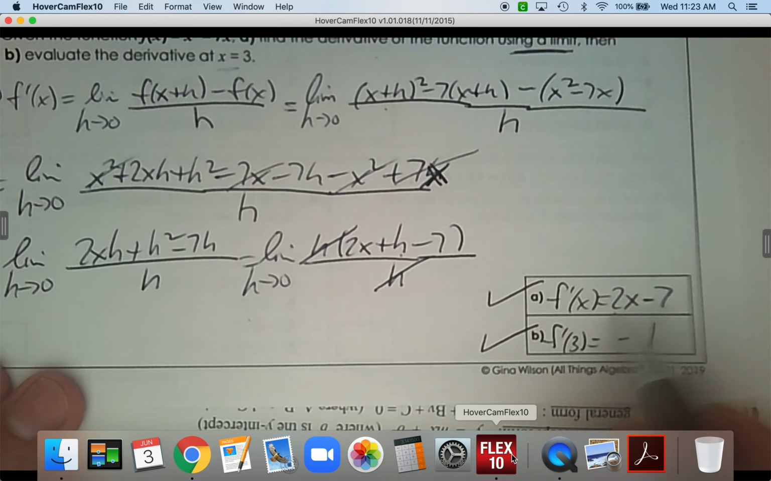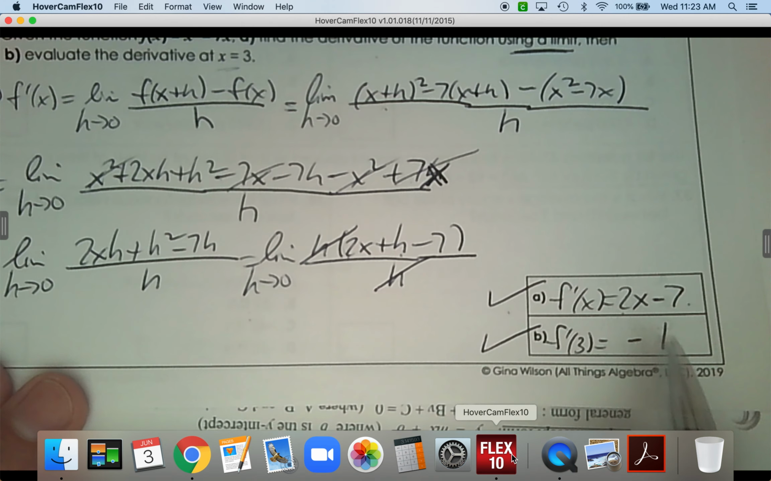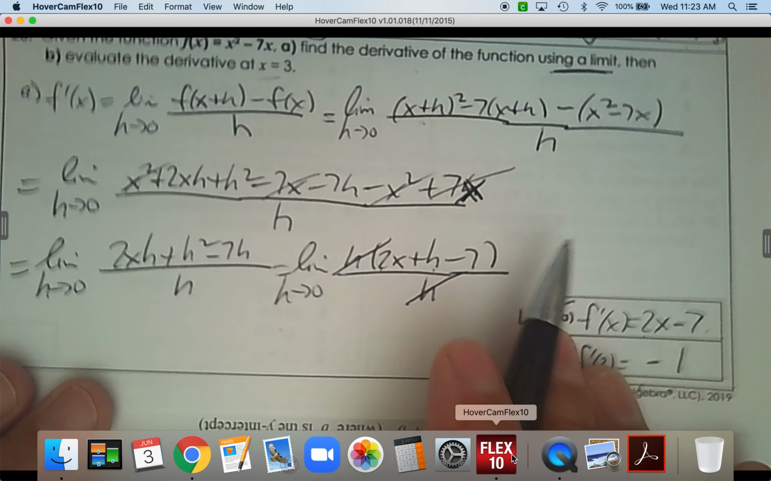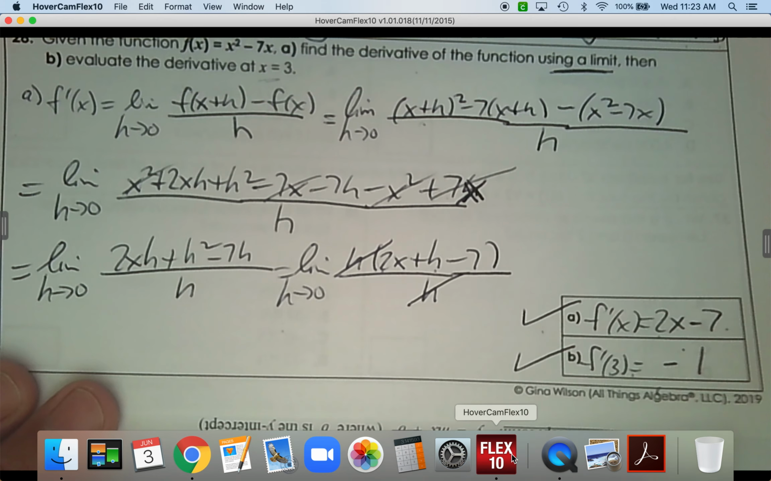So you get 2x subtract 7. If you didn't use limits, you don't get the check mark. And then negative 1, if you got that answer, however you did, you can give yourself a check mark. But there they are. Can you find the derivative using limits? And then use that at any x value to find the slope of the tangent line exactly at that x coordinate.